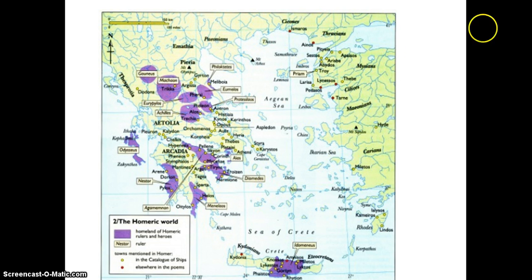Here on this map we can see the area of Asia Minor, which is down here, and some of the islands as well linked with that, Chios, and here's ancient Greece around here. Here is the great citadel of Troy, which we will be talking about a little bit later on.